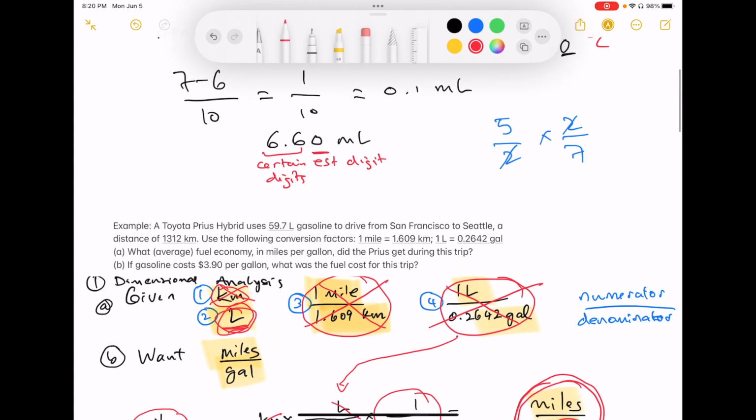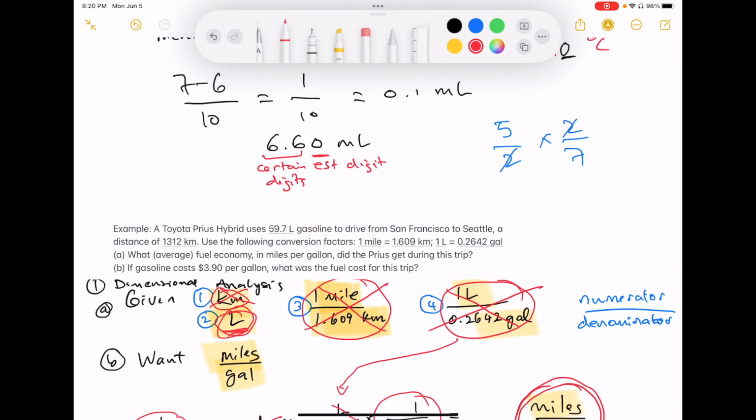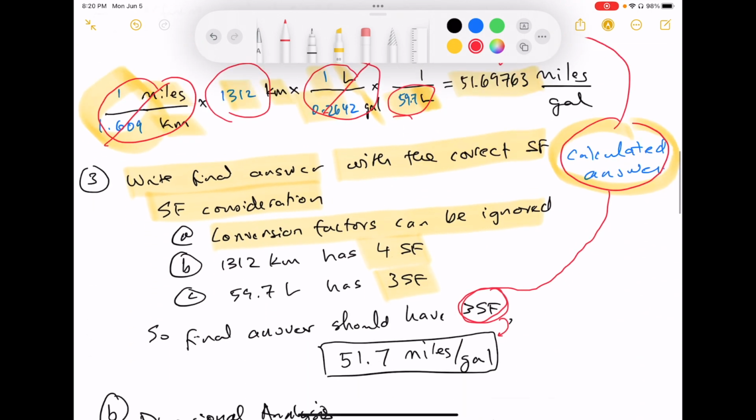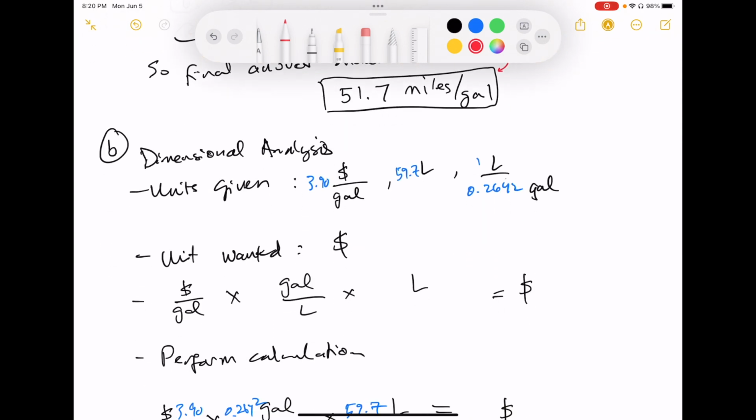Now let's take a look at the second question. Here it says gasoline costs $3.90 per gallon. What's the cost for the entire trip? So you're basically asking for dollars, right? So we go through the same exact steps. First, we look at the unit that we want. We want dollar in the end. What units are we given? We're given the cost per gallon. So that's dollar per gallon. We're given the volume we end up using, which is 59.7 liter. We're also given this conversion factor, liter over gallon.